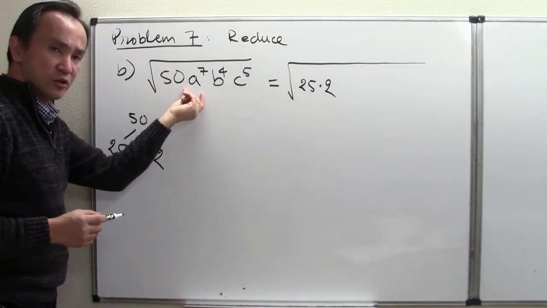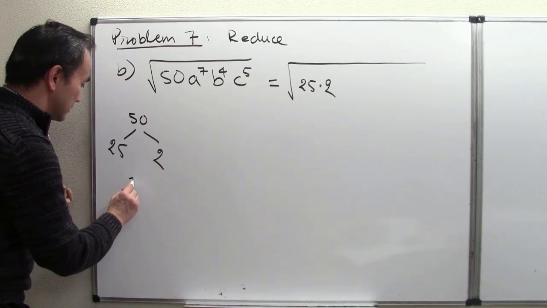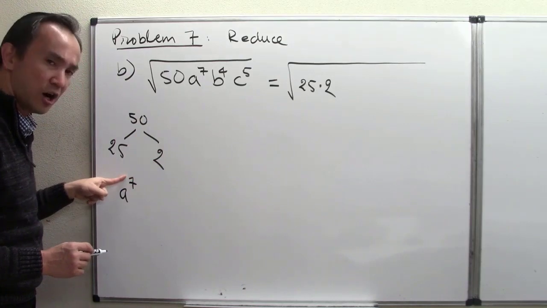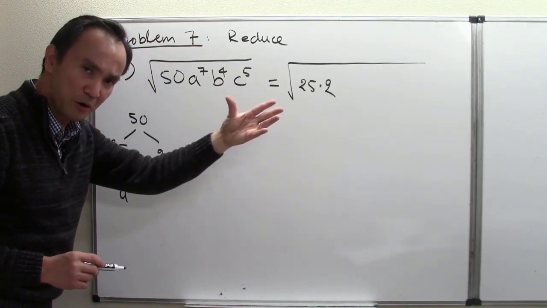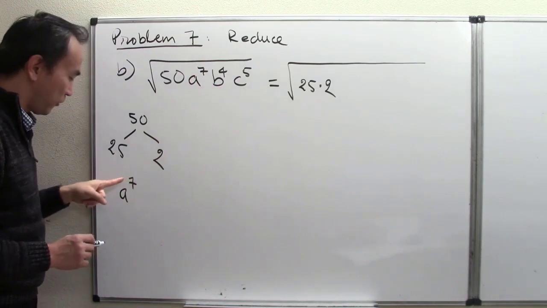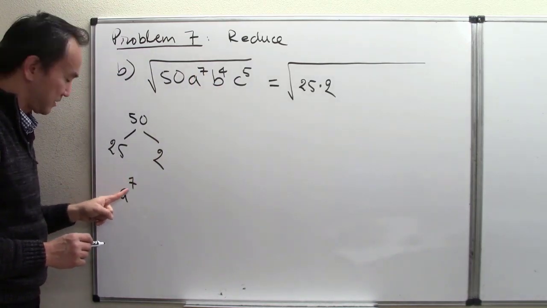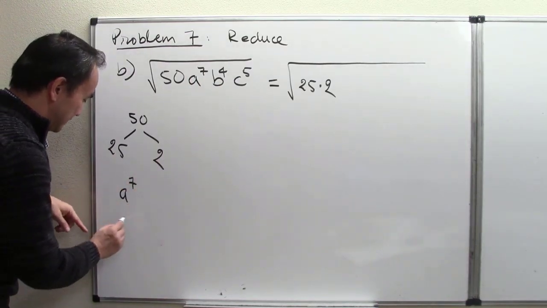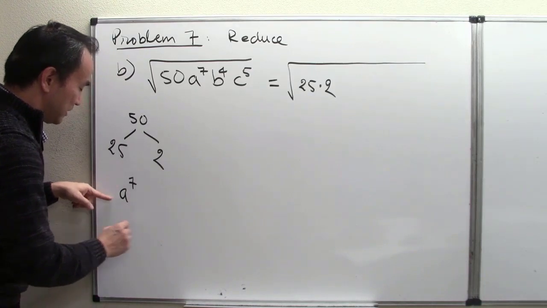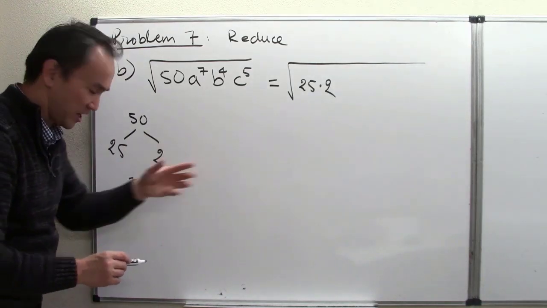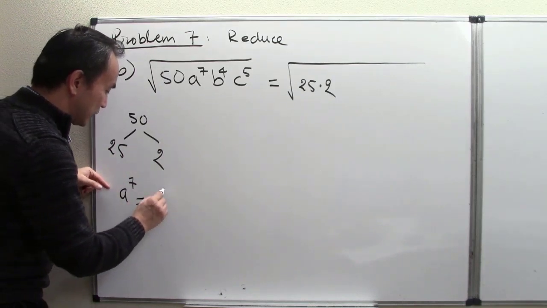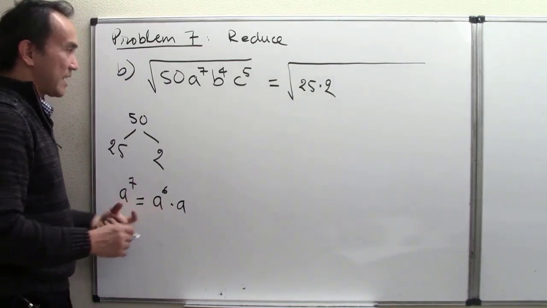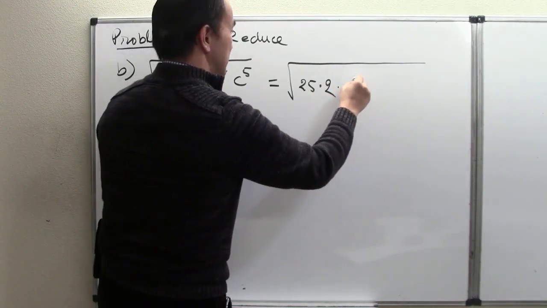Now let's advance over to that a to the 7. The power here is odd. Anytime the power is odd, similar to part A of the same problem, I'm going to look for the largest multiple of 2 that's under 7. In this case, the largest multiple of 2 under 7 is 6, power 6. So I'm going to rewrite a to the 7 as a to the 6 times a, and this a is a to the 1 power, by the way.